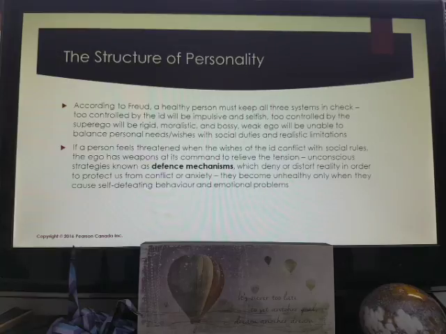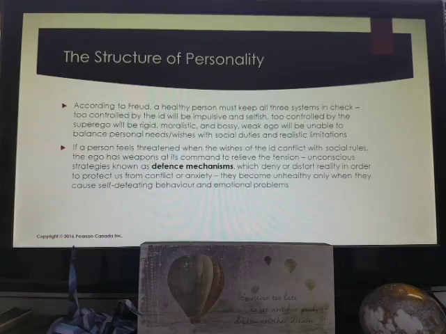If a person feels threatened when the wishes of the id conflict with social rules, the ego has weapons at its command to relieve this tension. So if you have that conflict going on and the person becomes threatened by it, the ego can use these unconscious strategies known as defense mechanisms. And again, many of these terms should be familiar to you just from daily life and from movies and TV shows and things like that.